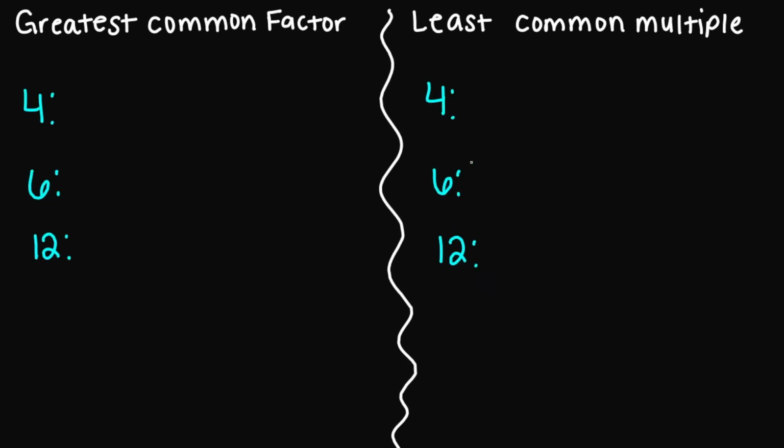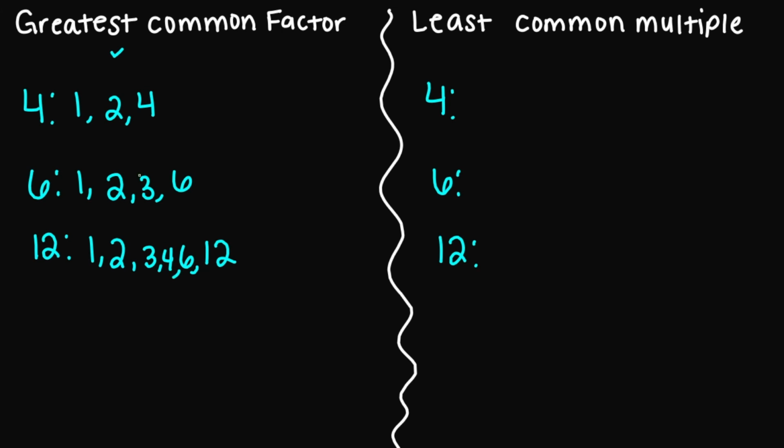So let's try one more example. Let's look for the greatest common factor between the 4, 6, and 12. Numbers when multiplied together that give me 4 are 1 times 4, and then 2 times 2. For my 6, we have 1 times 6, and then 2 times 3. For my 12, we have 1 times 12, and then 2 times 6, and then 3 times 4. The greatest factor that all three numbers share is going to be the number 2. So your GCF here in this example is 2.